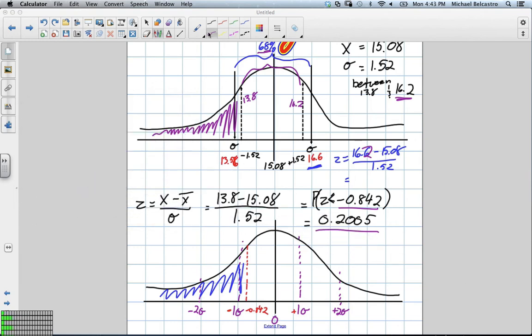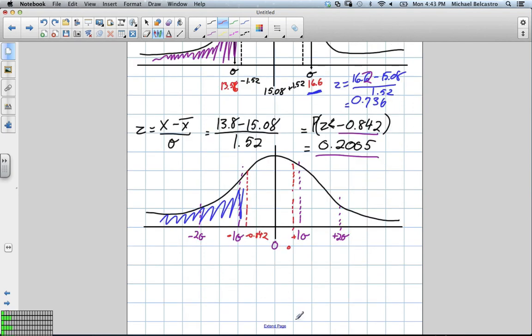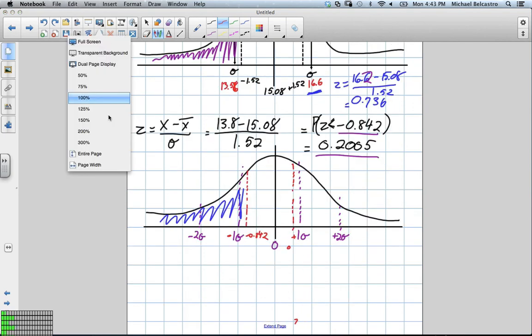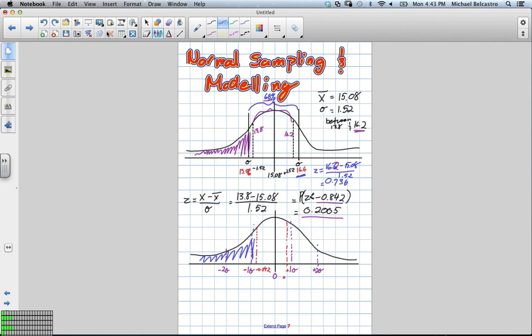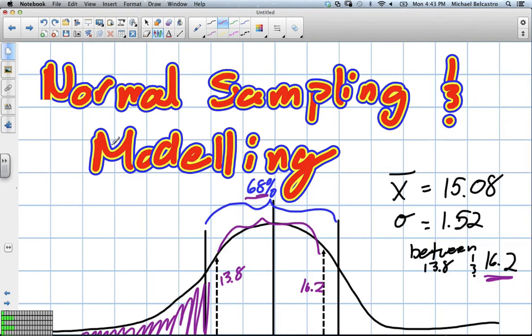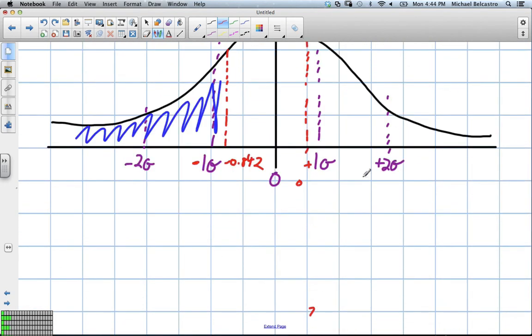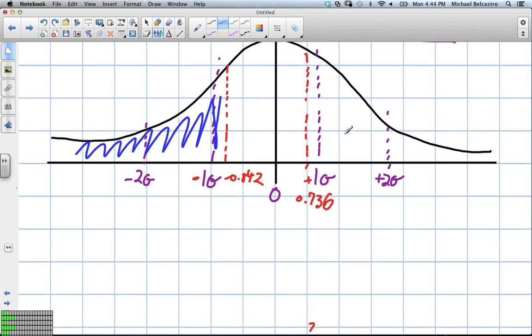0.736, right? So 0.736. In other words, a little to the left of 1 full deviation. That represents our 0.736. And we'll zoom in for that part. There you go. 0.736. Is that what we said? Yeah. Okay. So that's this amount.